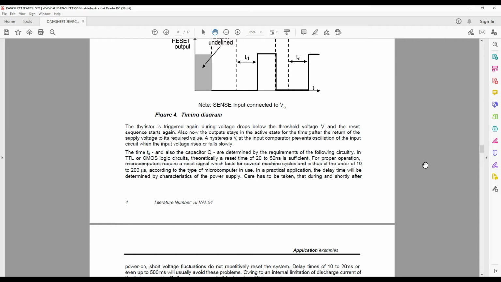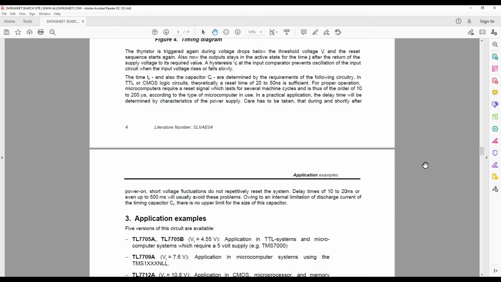In a practical application, the delay time will be determined by characteristics of the power supply. Care has to be taken that during and shortly after power on, short voltage fluctuations do not repetitively reset the system. Delay times of 10 to 20 milliseconds or even up to 500 milliseconds will usually avoid these problems. Owing to an internal limitation of the discharge current of the timing capacitor CT, there is no upper limit to the size of this capacitor.